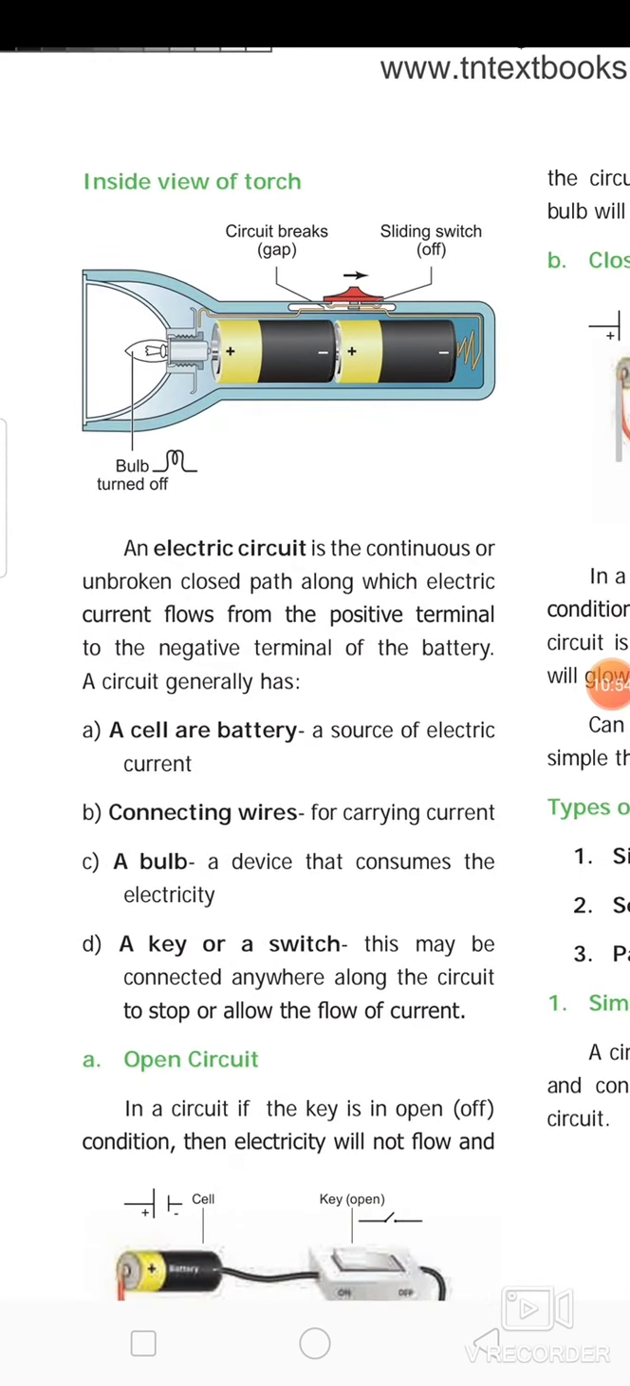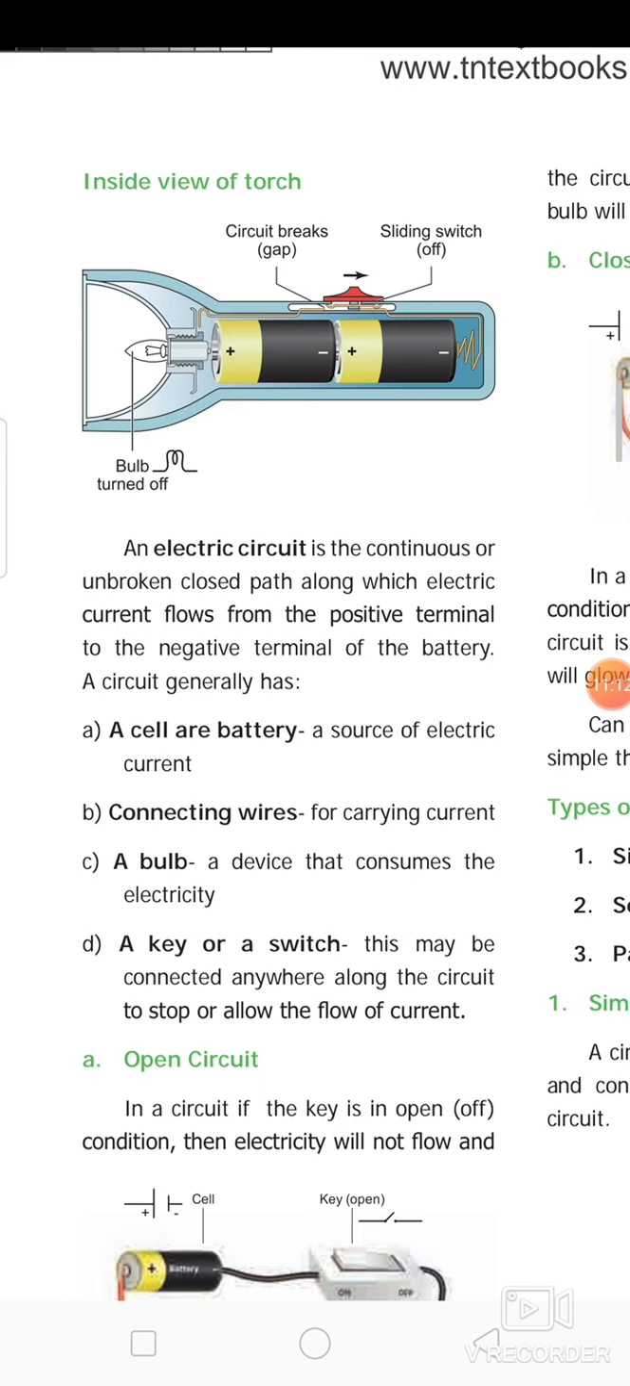So let's see what is inside. What is the inside view of the torch? See the inside view. How the batteries are arranged. Plus minus. According to this only the batteries should be arranged to glow the bulb. Otherwise the bulb will not glow.